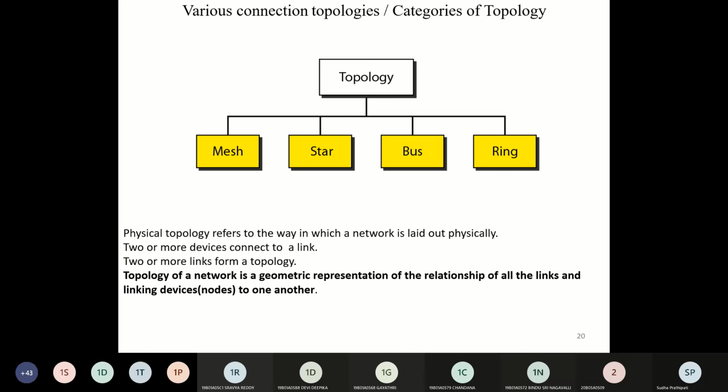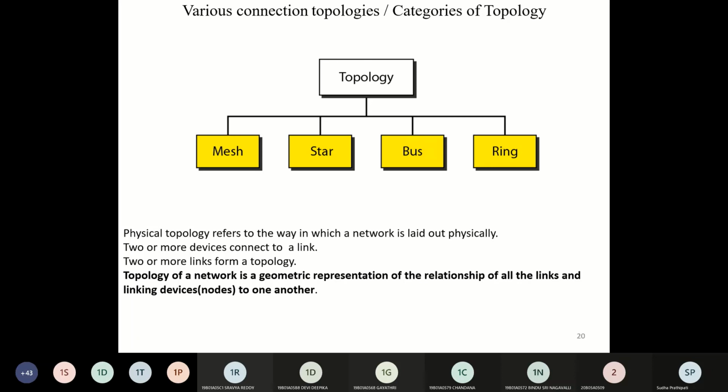The first definition is that a topology is the layout of how the network communicates with different devices. Another definition is that physical topology refers to the way in which the network is laid out physically, and two or more devices connected to a link, and two or more links form a topology. And the third definition is that the topology of a network is a geometric representation of the relationship of the links and the nodes to one another.